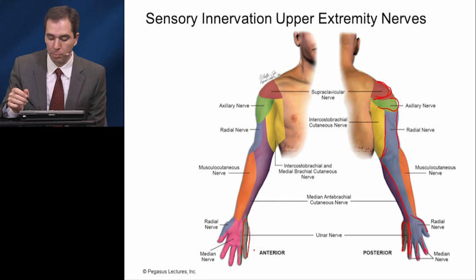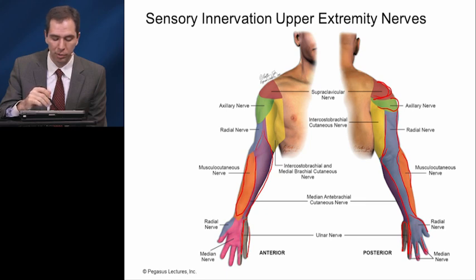The musculocutaneous nerve covers the sensory innervation for the lateral forearm. So that's this here, both anteriorly and posteriorly. Moving to the anterior side, you can see that the median antebrachial cutaneous nerve provides sensory innervation to the medial half of the arm. We're not going to be covering that nerve.